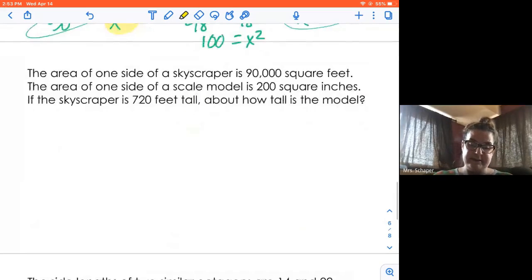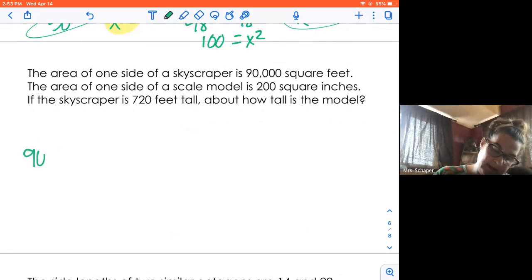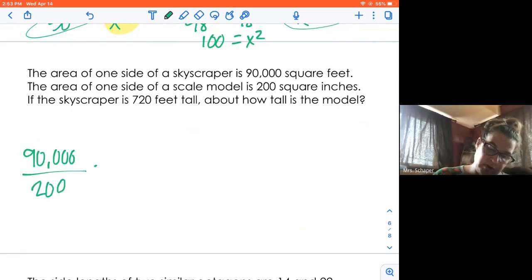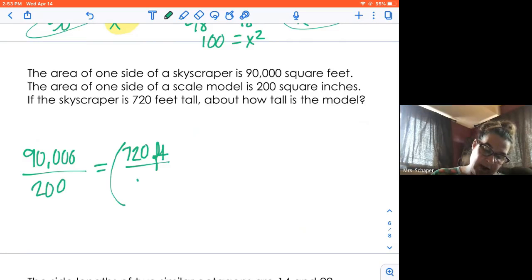All right. What do we got here? The area of a skyscraper is 90,000 and the area of the model is 200. If the skyscraper is 720 feet tall over X, that equals squared.